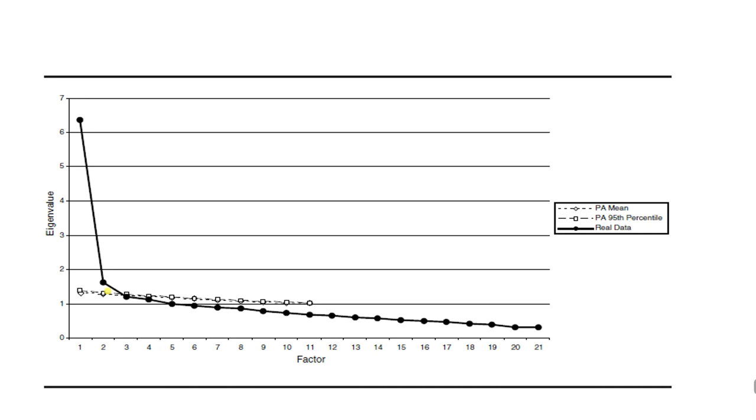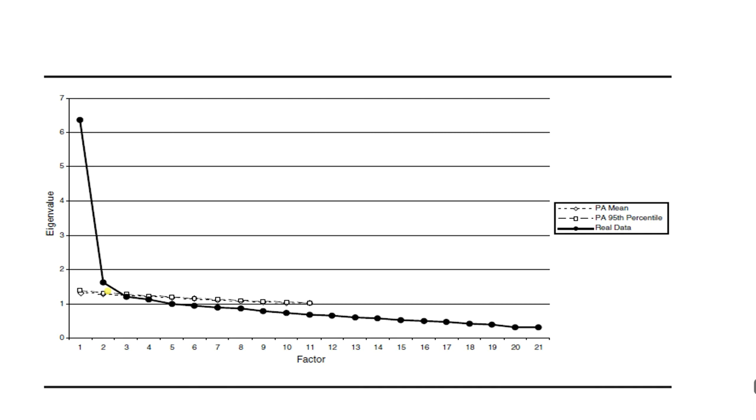Similarly, other methods, as I said, Velicer's MAP, minimum average partial, can also be used. The C-Hull method can be used. Other methods can be used to determine how many factors are there in our data. But this is one important step of factor analysis.